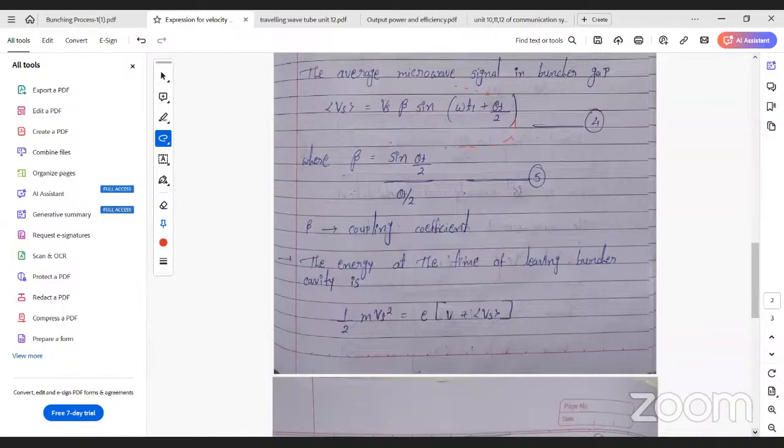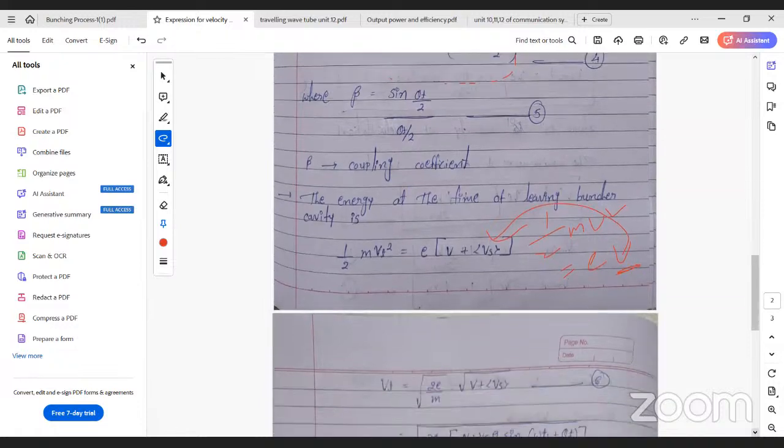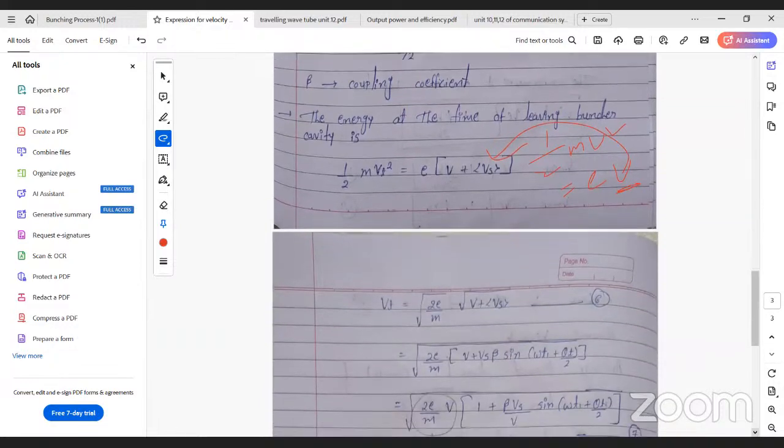Next, the energy equation. The kinetic energy, half m v square, equals e times capital V. In place of capital V, I am writing V plus the signal voltage Vs. From this, I am calculating Vt. M will go to that side, and taking the root, we get Vt equals the square root of 2e by m times (V plus Vs).